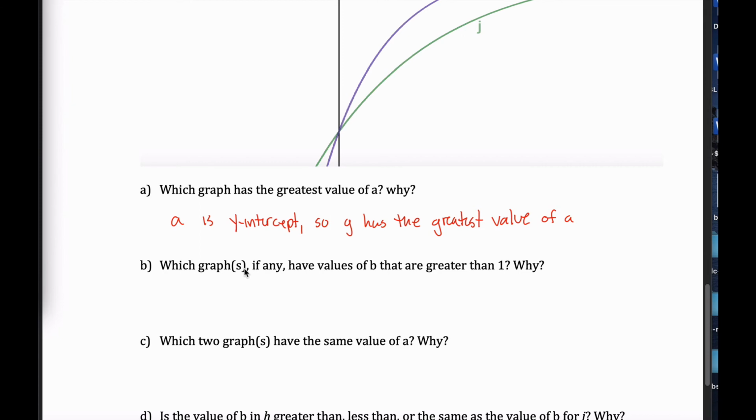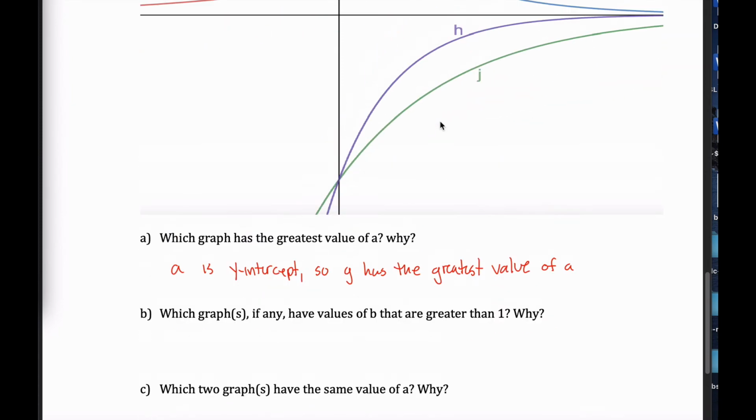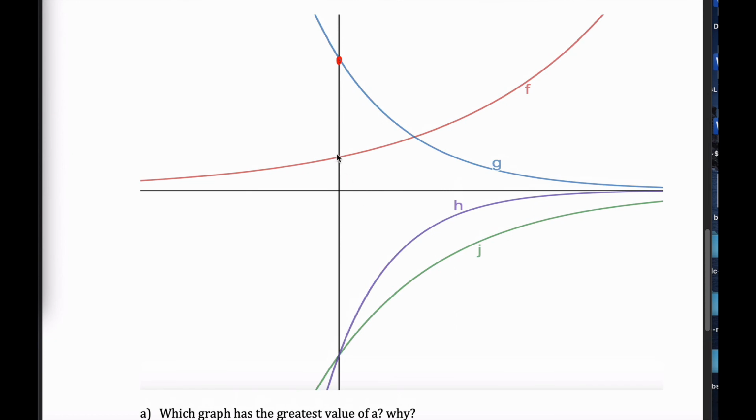Then it asks which graphs, if any, have values of b that are greater than 1. And what you need to know is the value of b tells you how much we're going to multiply the height by each time we take one step to the right. So when the value of b is greater than 1, we're getting further and further away from the x-axis when we go to the right.